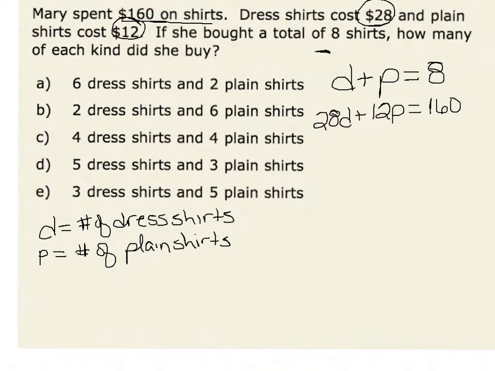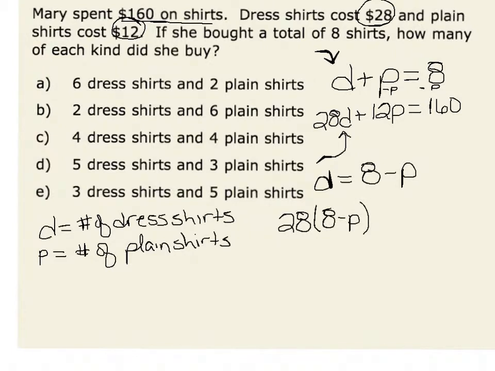In order to solve the system of linear equations, I am going to use substitution. That is, I'm going to take my first equation and rewrite it in terms of D. If I subtract P from both sides, I get that the number of dress shirts is equal to 8 minus the number of plain shirts. Now I'm going to substitute this into my second equation. That becomes 28 times D, where D is represented by 8 minus P, plus 12P, which is still equivalent to $160.